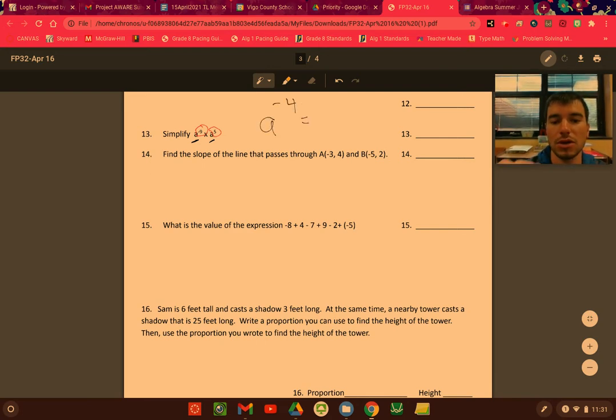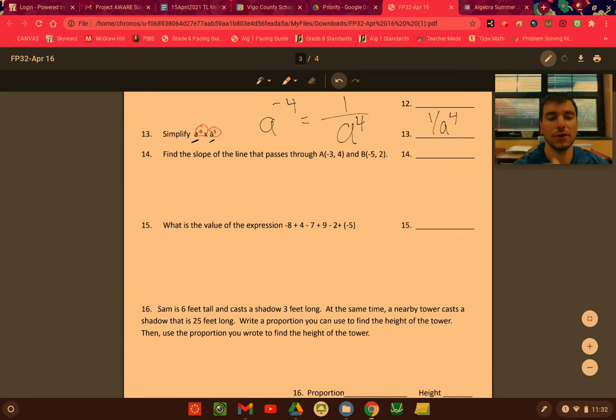But remember, we want this simplified all the way out, so we have to make this exponent positive. And remember how do we make exponents go from negative to positive? All we do is flip our base. Our base is just a, so if we flip it, it's going to be 1 over a, and then our exponent becomes positive. So 1 over a to the fourth.